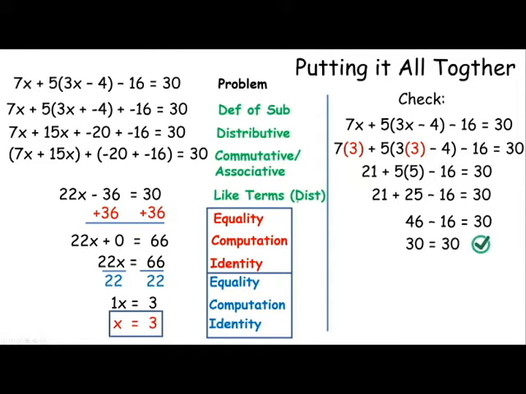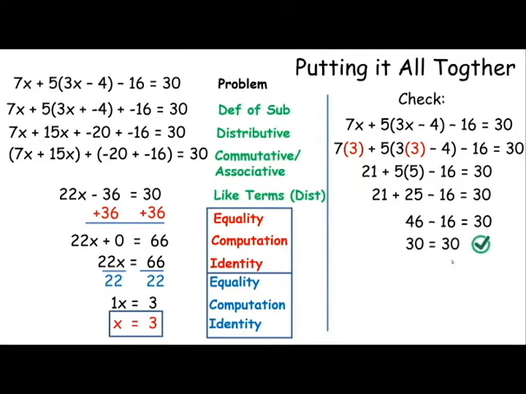Once I know my answer, I can check the problem by rewriting the original problem, plugging in the 3, or substituting the 3 in, and then just using order of operations to simplify until the sides match. If the sides match exactly, you give it a check mark. You know that your answer must be correct.